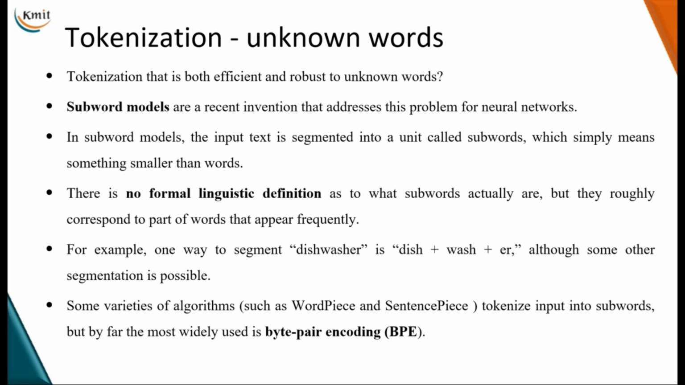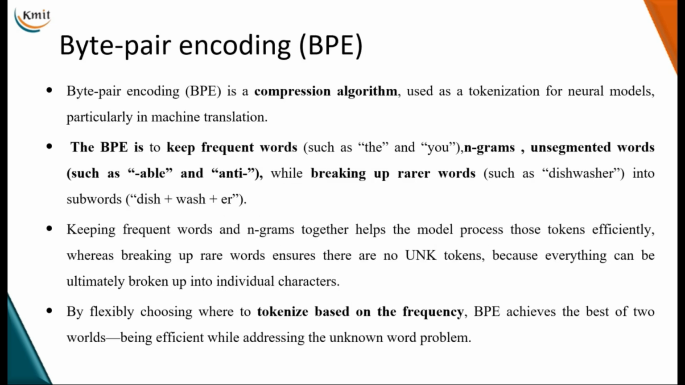Now this BPE was originally invented as a compression algorithm, but since 2016 it has been widely used as a tokenization method for our neural network models, particularly when we talk about machine translation, where I can't go with word tokenization or character tokenization. The basic concept of BPE is to keep frequent words such as the, you, basically n-grams, such as able, anti, unsegmented, while breaking up rarer words such as dishwasher into subwords like dish plus wash plus er, keeping frequent words and n-grams together.